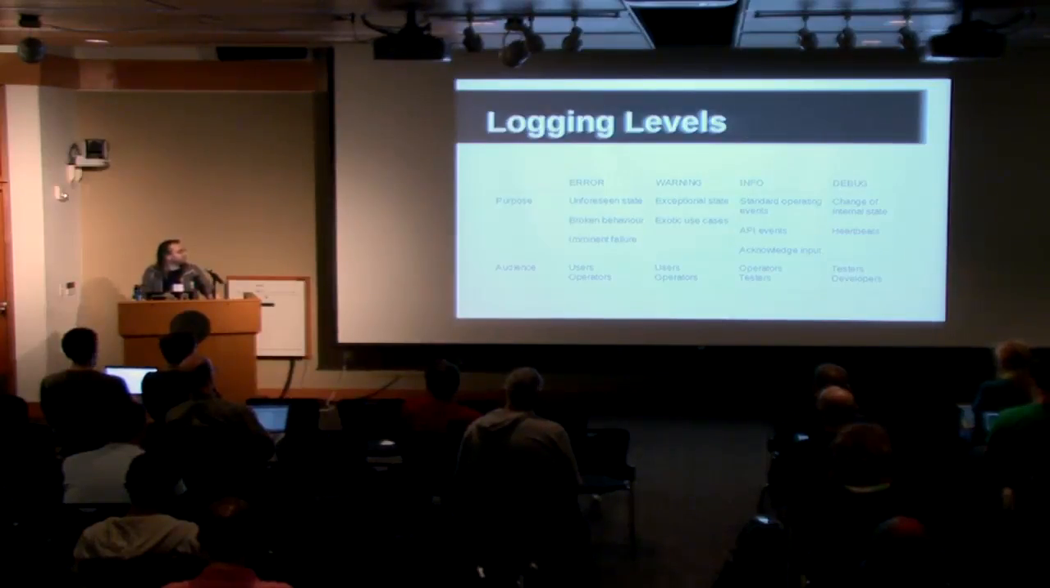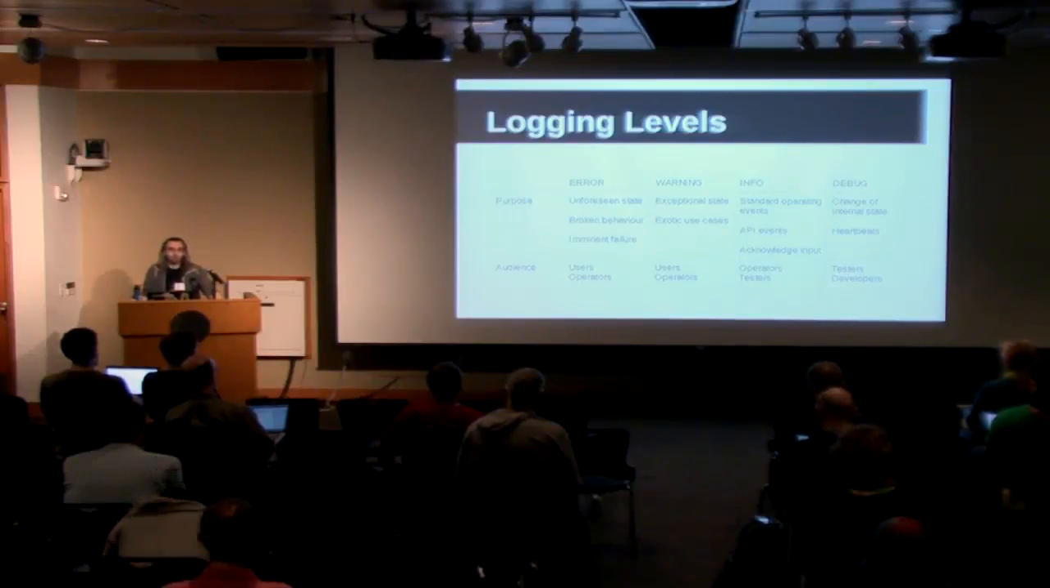The users and operators are also going to be concerned with the warning level, which is more about exceptional states and exotic use cases. An exceptional state is going to be some exception that you could possibly recover from, something that might lead to an error or might not, something that is a little worrisome. And it also talks about exotic use cases, which are things that should work but might not be tested, things that people might consider hacks, like, oh, it's not really intended to do that, but it probably works anyway. And it's like, well, warning, I'm not really sure this is supposed to happen, but it's going to just keep going anyway.